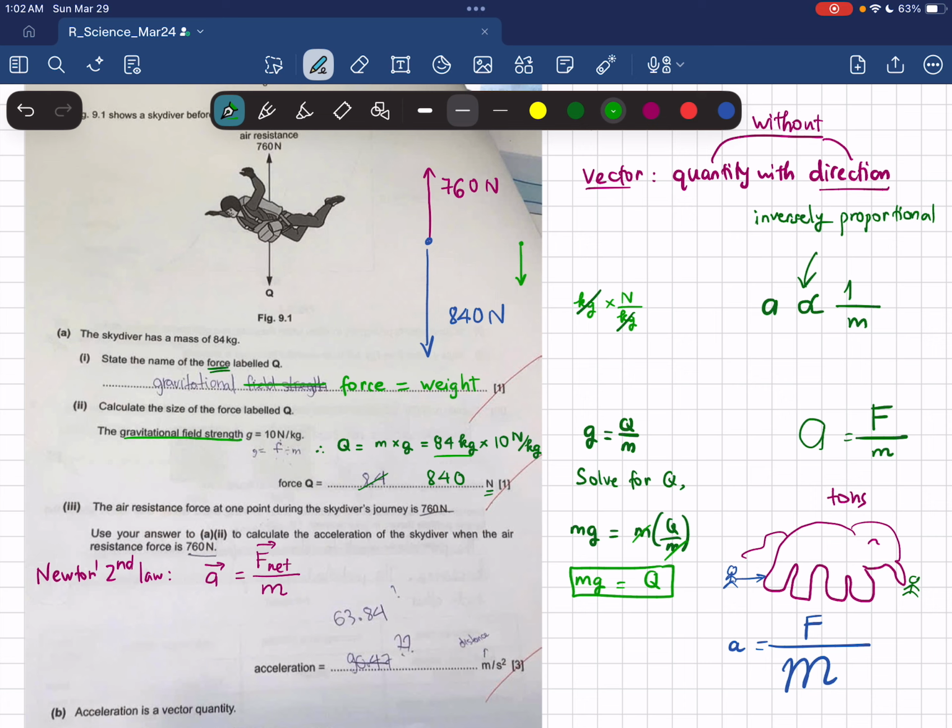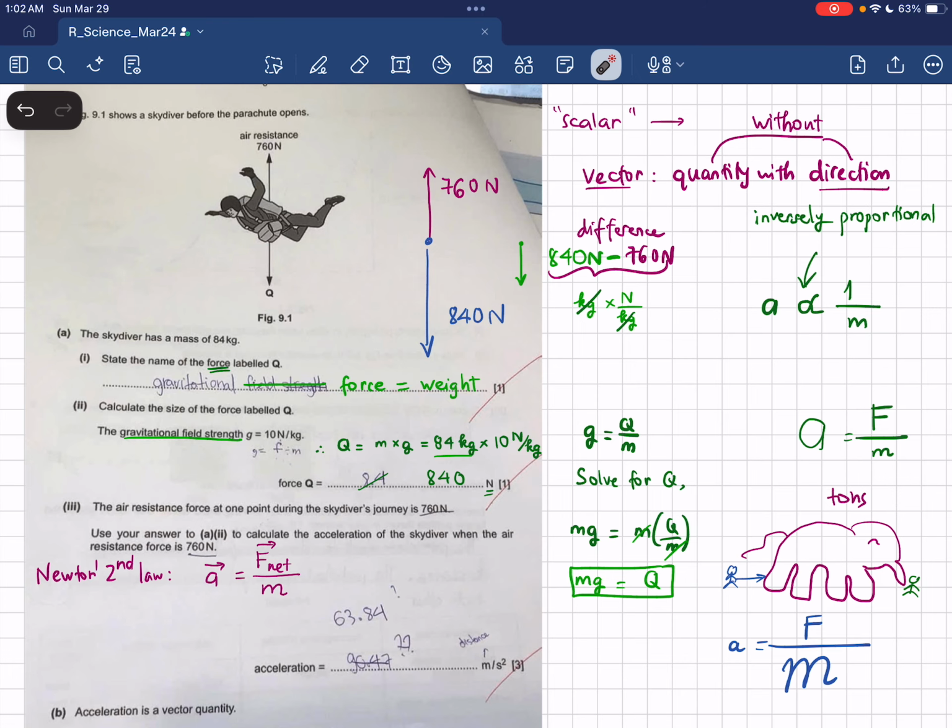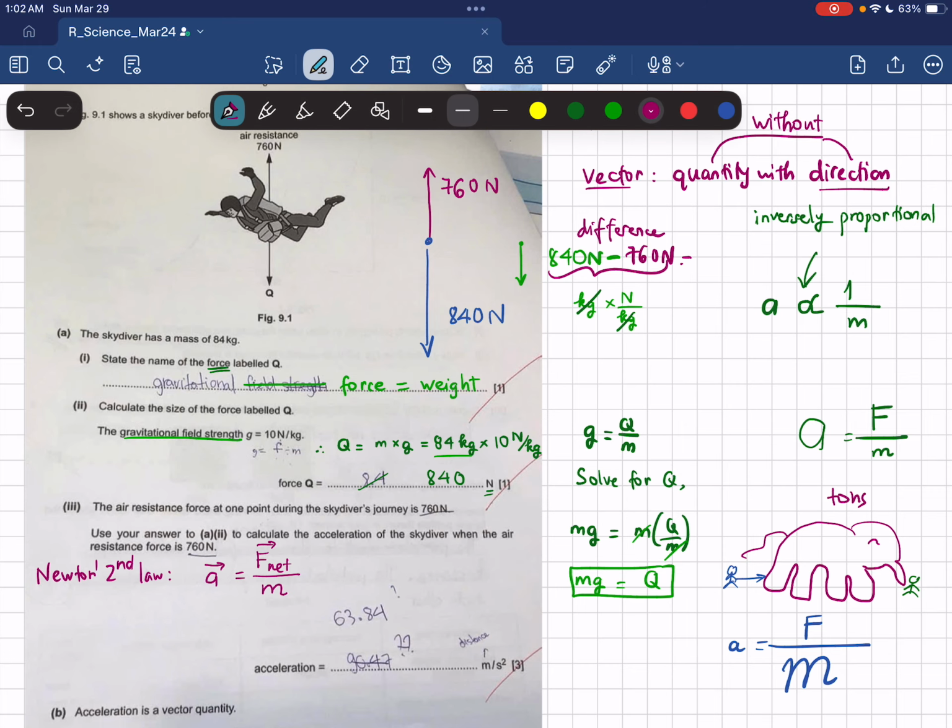And how much is the difference? That will be 840 newtons minus this much. This is the difference, because this force is stronger than this force, and the amount by which it is stronger, can you do some math for me, please? Yes. Is that 80? Yes, 80 newtons. Okay, so that's the difference, and actually this is the F net.